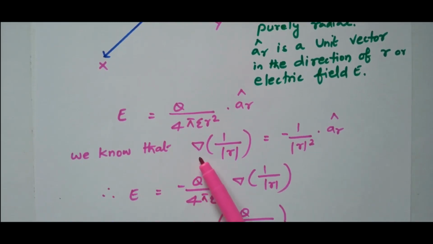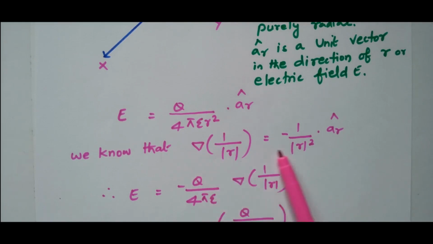But we know that del of 1 by r equals minus 1 by r square into a_r. What is the del operator? It is a partial differentiation: dou by dou x, dou by dou y, dou by dou z. In case of r, it is dou by dou r, dou by dou phi, dou by dou theta, like that. Here only r is there. So by differentiating, 1 by r gives minus 1 by r square. So the 1 by r square available here can be replaced by del of 1 by r.